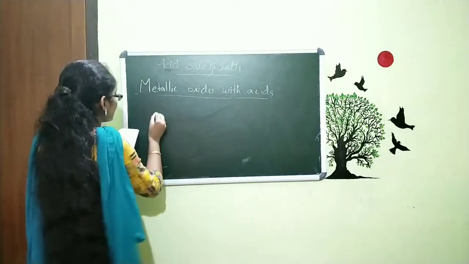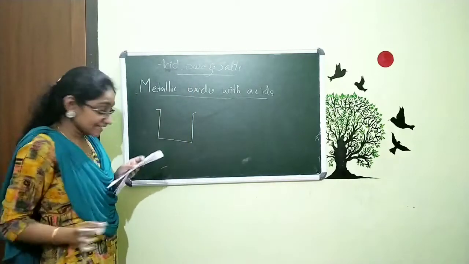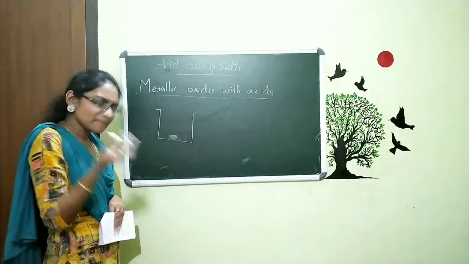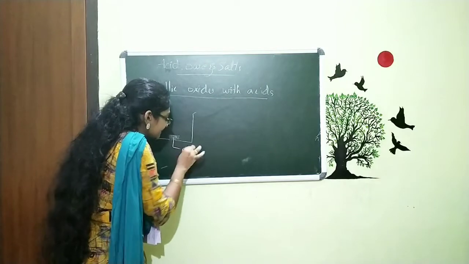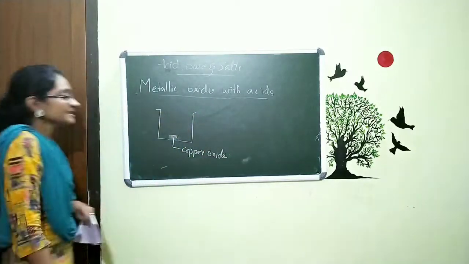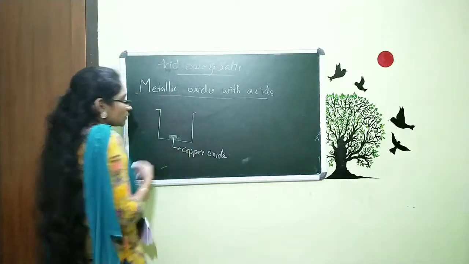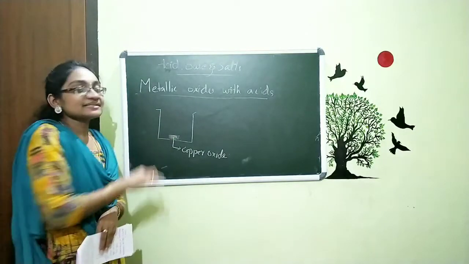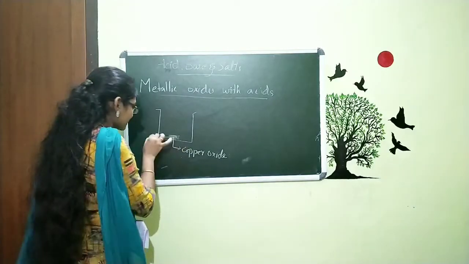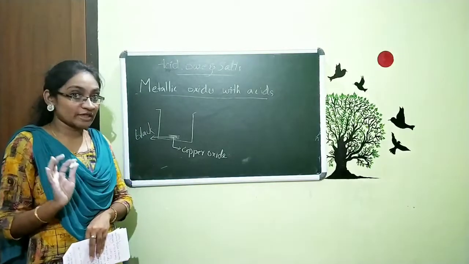Now we are going to react these metal oxides with acid. In a beaker, I am just taking copper oxide. Actually, in this experiment, we are taking copper 2 oxide. So I am collecting some copper oxide. In the initial stage, the copper oxide has a black color, some sort of dark color. It is a black powder, solid state.